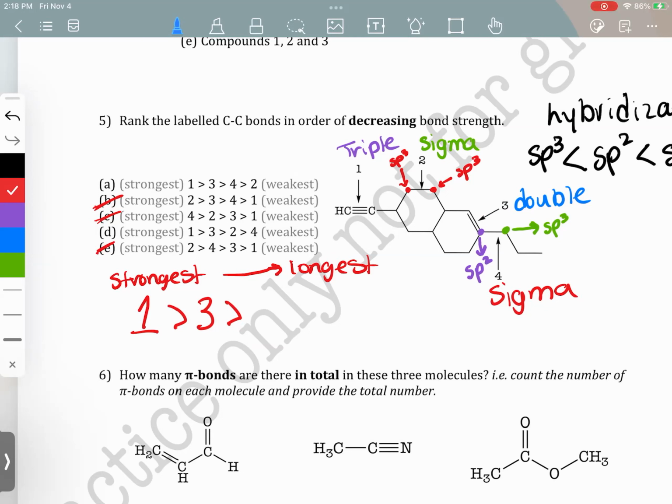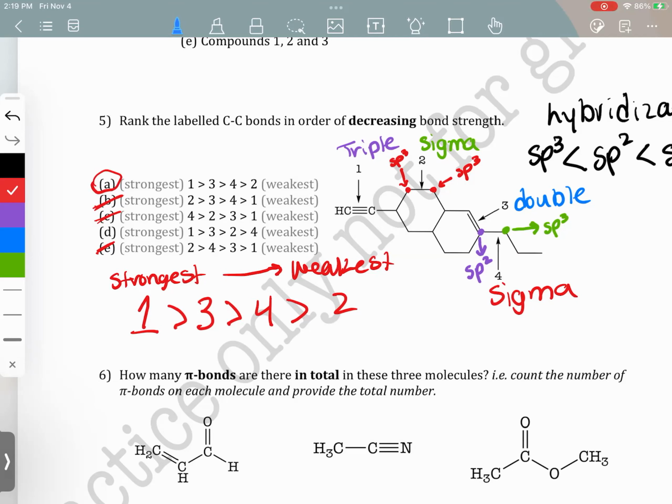4 is stronger because we do have an sp2 hybridized carbon orbital that does overlap with an sp3 to make up that sigma bond. So because we do have an sp2 orbital, it is strengthening that sigma bond even more. So 4 is stronger, and then the weakest, I said longest, meant weakest. The weakest bond here is 2. Okay. So the answer choice that matches is A.